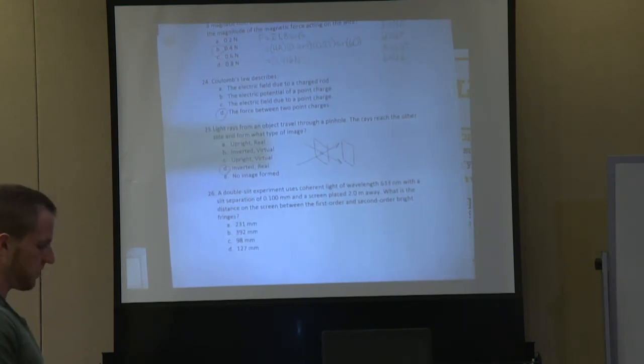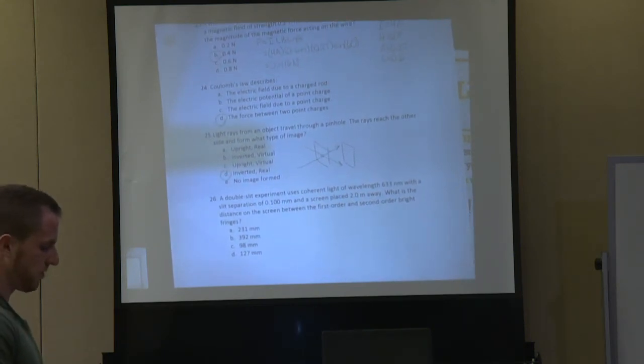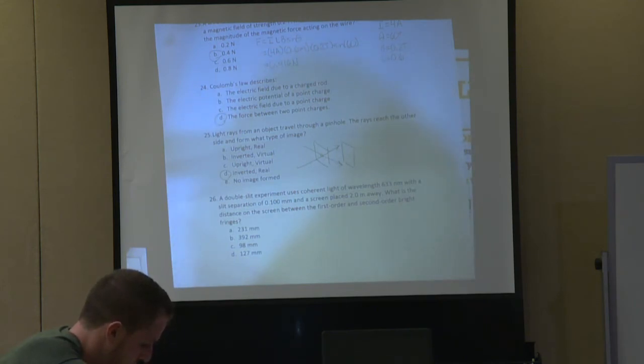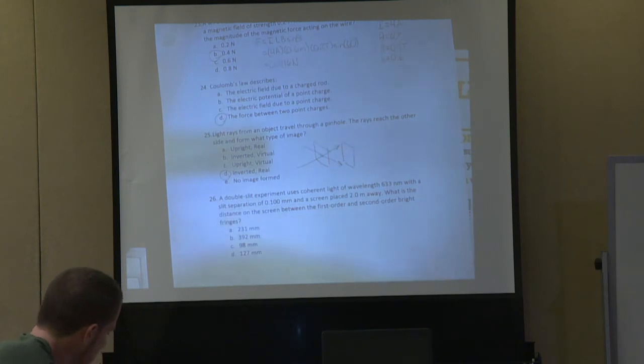Number 26, a double slit experiment uses coherent light of wavelength 633 nanometers with a slit separation of 0.1 millimeters and a screen placed 2 meters away. What is the distance on the screen between the first order and second order bright fringes?